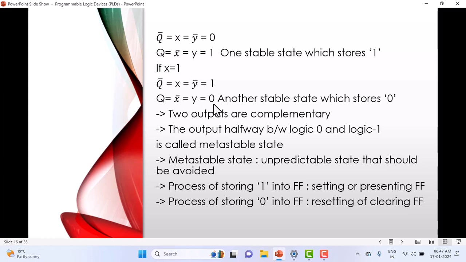And the outputs should always be complementary. You can't get the same outputs. I told you already, if you're getting the same outputs in a latch or flip-flop, that's called the forbidden state, which must be avoided. And again, when the output is halfway between logic 0 and logic 1, it is called a metastable state. This is a very important definition.